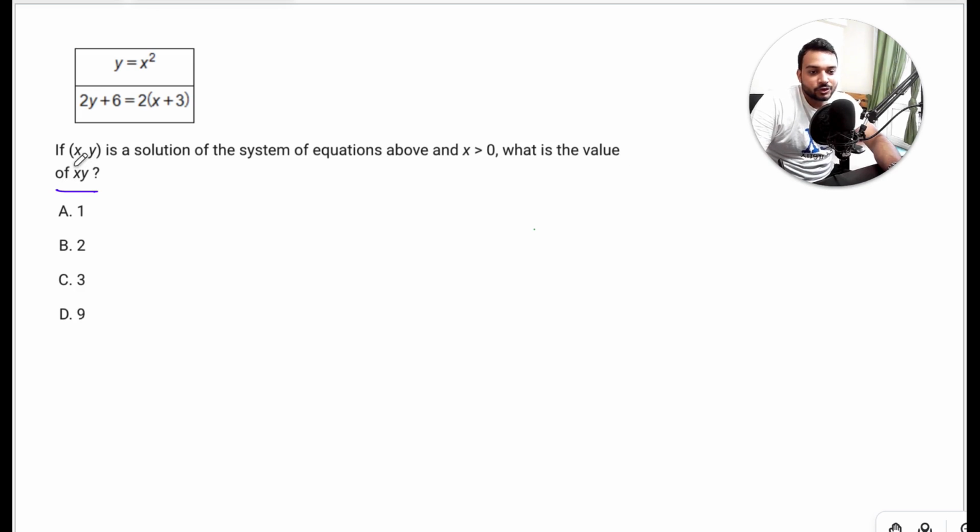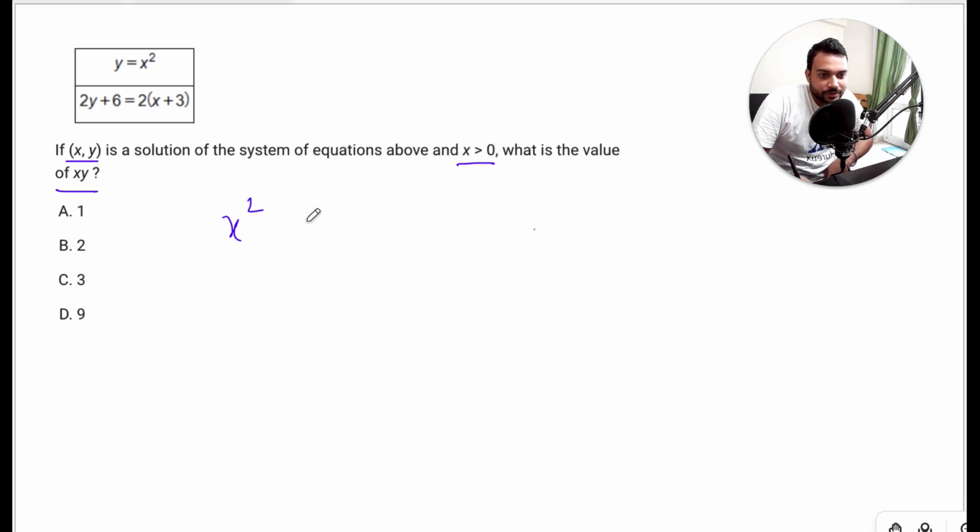Okay, so x comma y is a solution, x is greater than 0. So they're asking what is the value of xy. I can already guess that since they've given x greater than 0, there would be only one value of xy possible here. But let's check. When x comma y is a solution of the system, that means it will satisfy both the equations. So we can equate the y's on both sides.